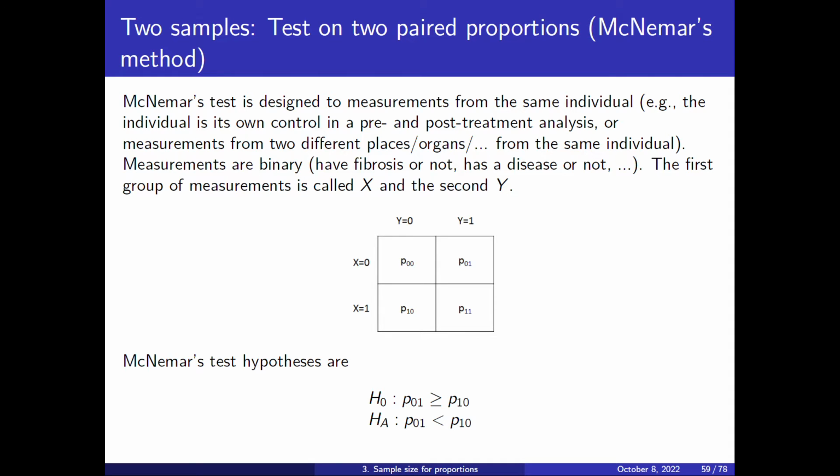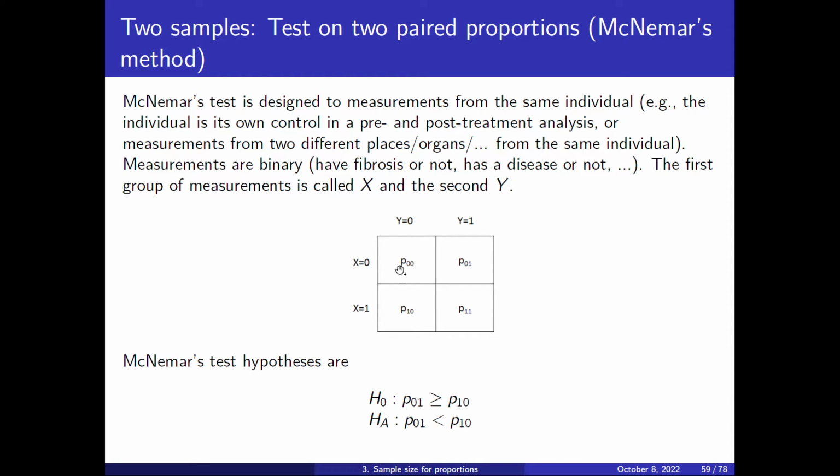So here we have the layout of the contingency table that we will use to analyze this data. We will have two variables. For instance, the first group of measurements will be called X, the second one Y. Let's say X is concave, Y is convex. So we have no fibrosis in concave, no fibrosis in convex, no fibrosis in concave, fibrosis in convex, and so on. And then we have different proportions.